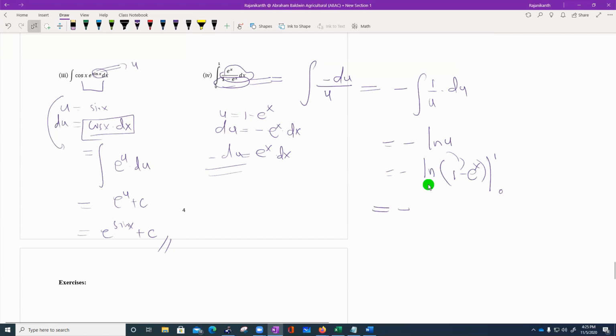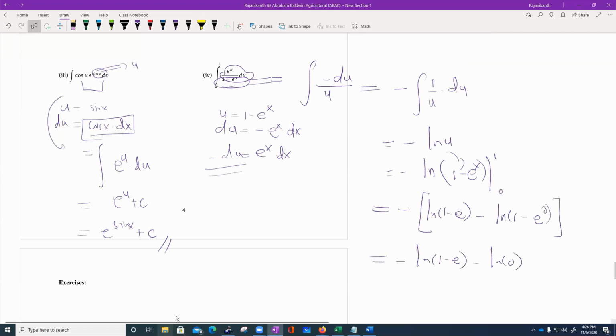Now the negative sign is common. Plugging in the upper limit first, x is 1. So e to the power 1, which is ln of 1 minus e. Then subtract the lower limit. That is ln of 1 minus e to the 0, I believe.